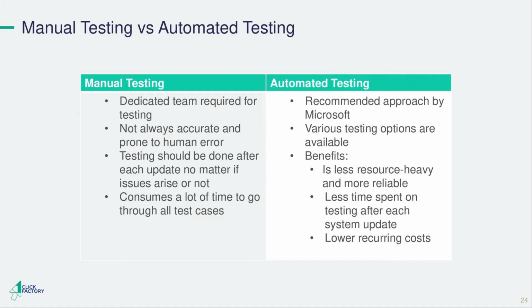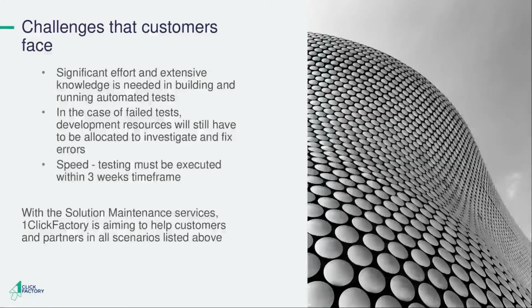And the main benefits of automated testing are that, first of all, it's less resource heavy and more reliable. So, you don't need people to actually run these tests, and machines are machines, so they will spot any difference in data, any inconsistency in data. Naturally, there will be less time spent on testing after each system update, because you only have to run these automated tests and potentially inspect the end result. And all of that will result in lower recurring costs. Now, it sounds all nice and well, but there are some challenges that customers face with automated testing.